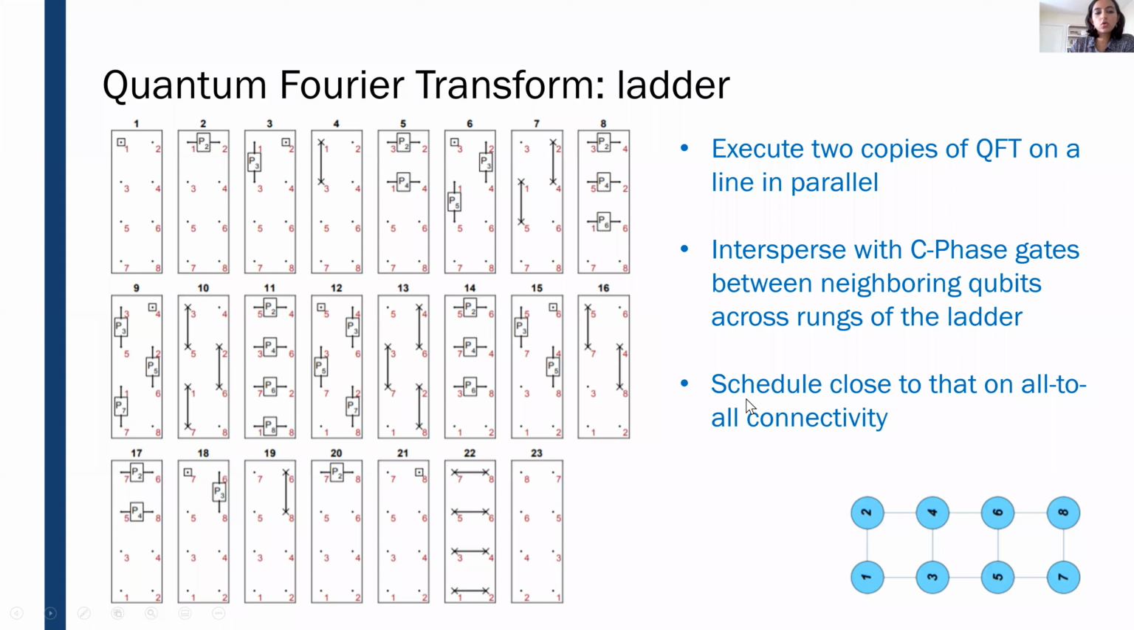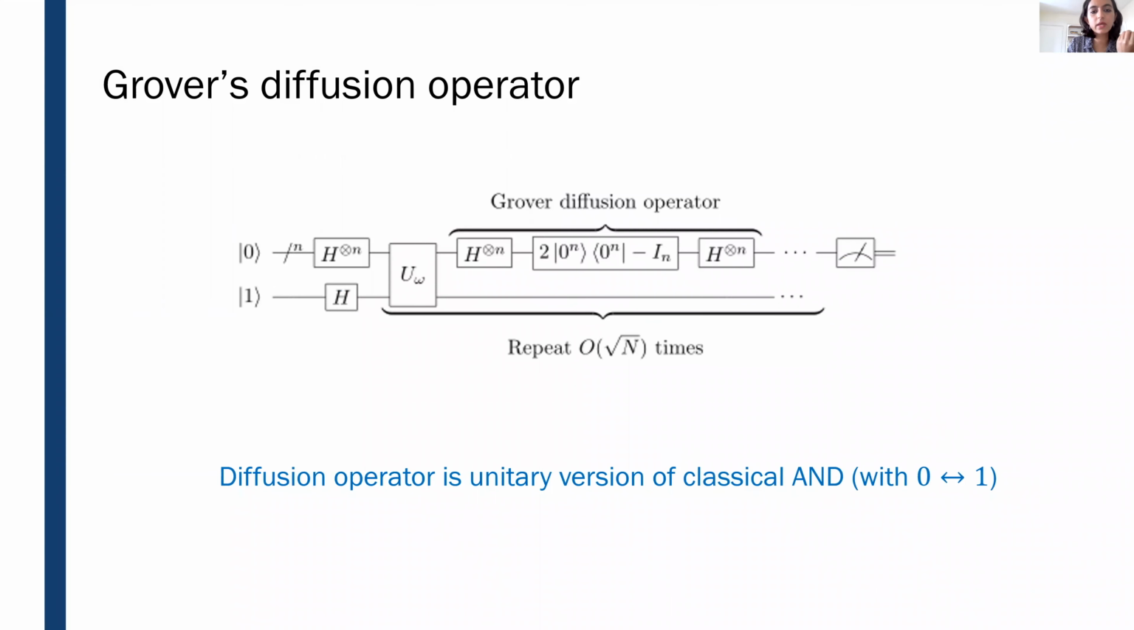And then, going further, if you wanted to implement it on a ladder, like a 2xN connectivity graph, how would you do that? There we discovered that the best way was to execute 2 copies of the QFT on the lines in parallel, and you intersperse those 2 parallel QFTs with controlled phase gates between the legs of the ladder. Again, you could find a schedule that was close to an all-to-all connectivity, and so on and so forth.